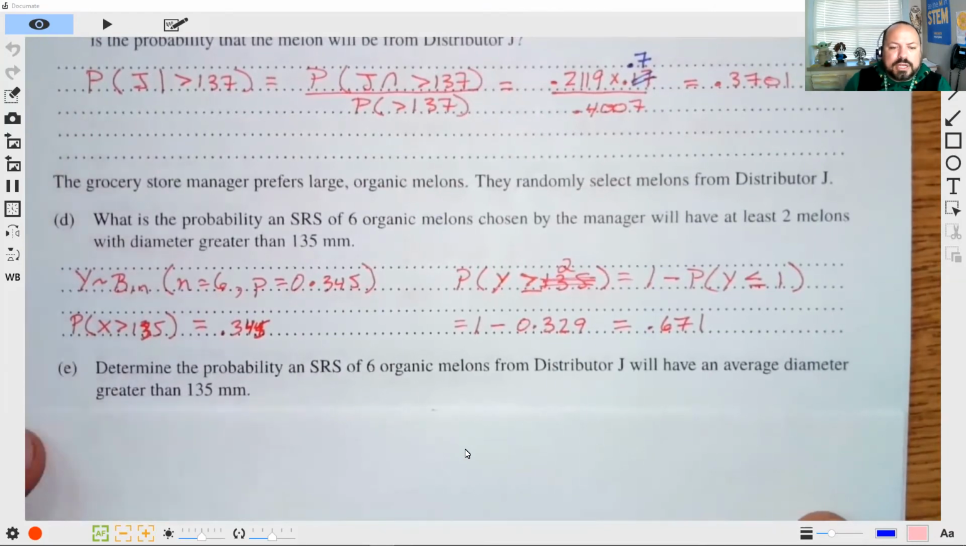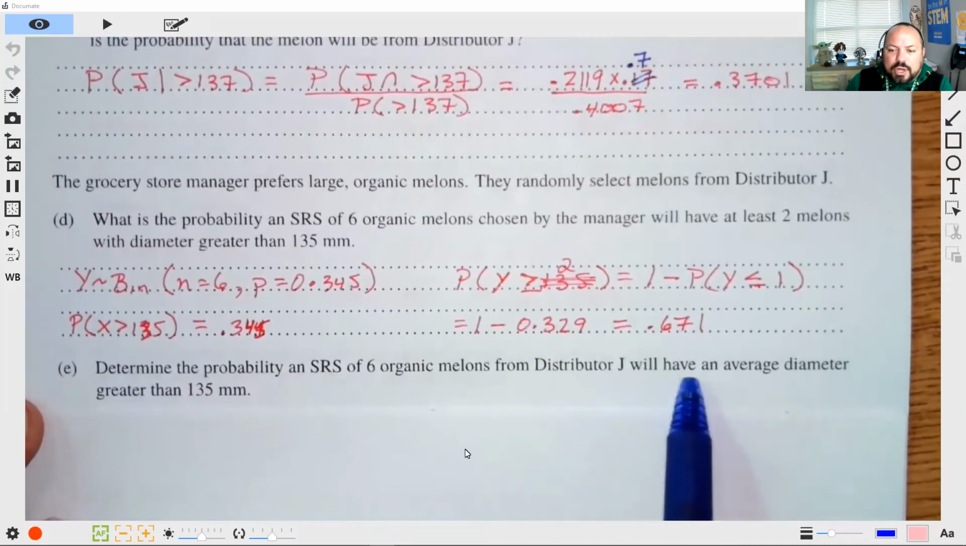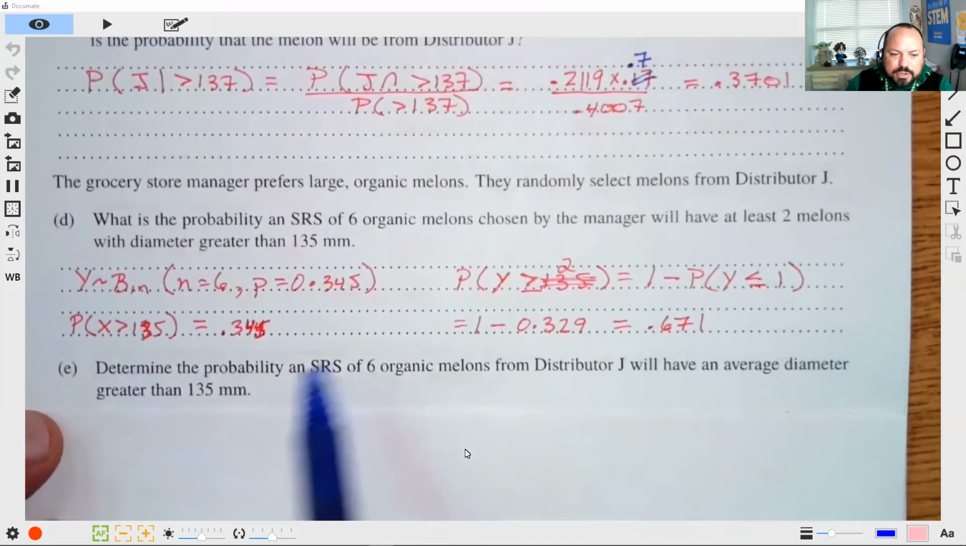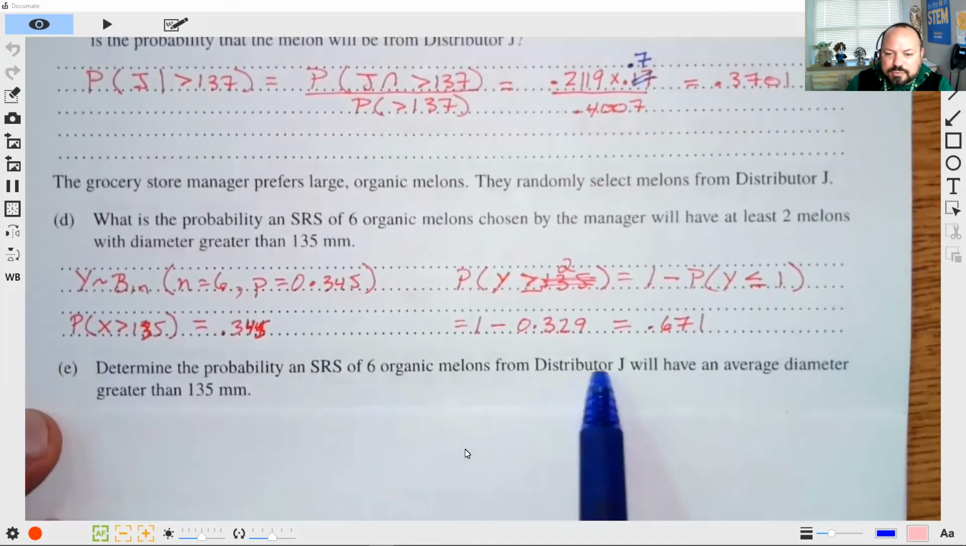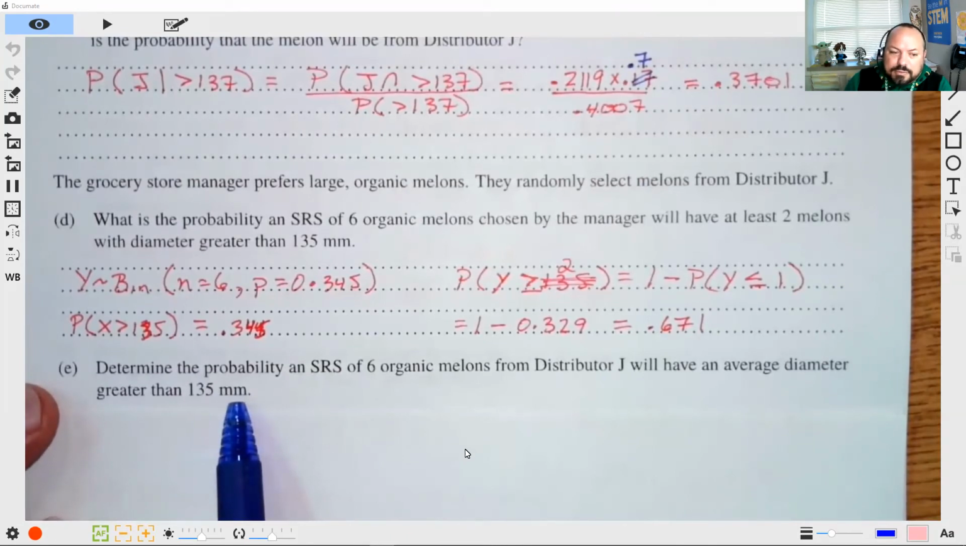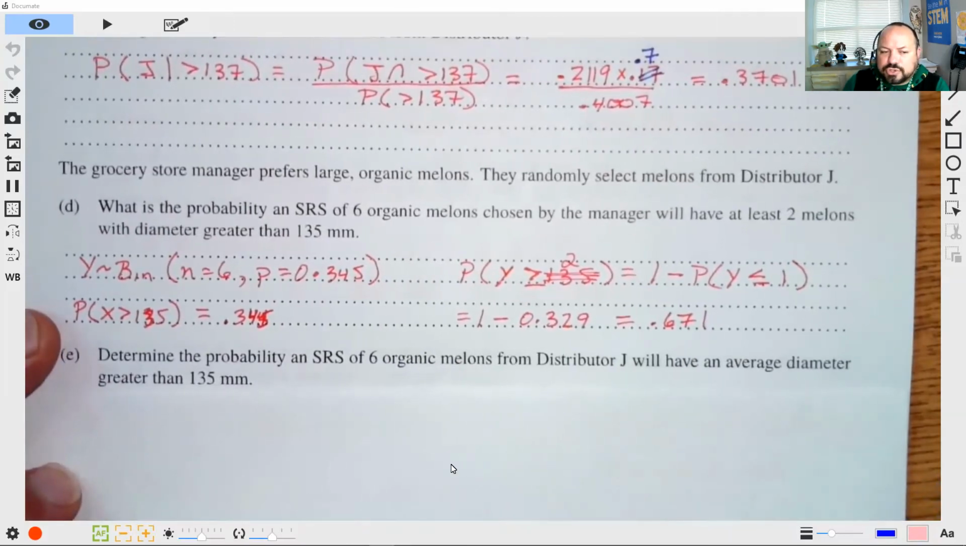Determine the probability an SRS of 6 organic melons from distributor J will have an average diameter greater than 135 millimeters. So I'm going to have an SRS of 6 melons from distributor J. I'm going to grab my 6 melons, and I want to know that the mean of all 6 melons is going to be greater than 135. So pause the video, try the work. Unpause when you're ready to check.